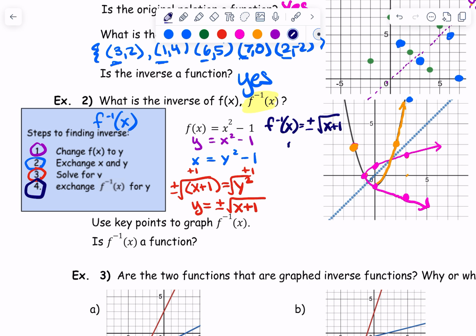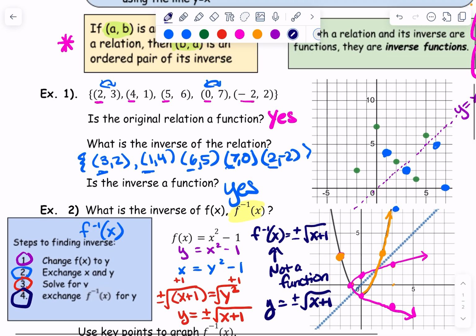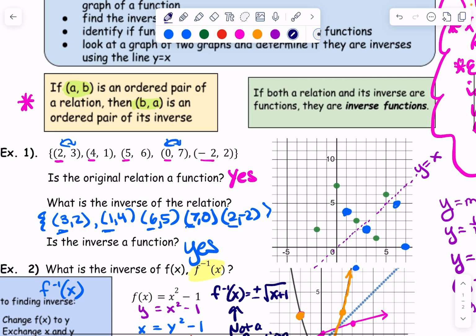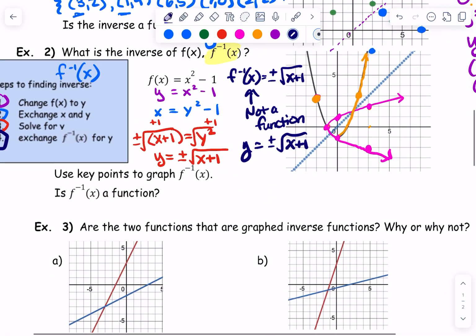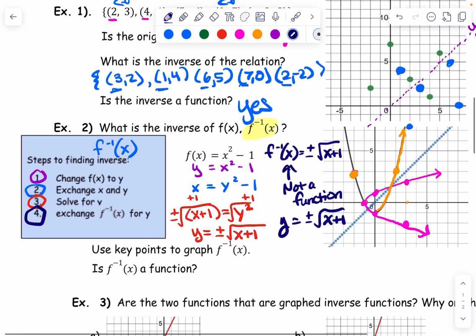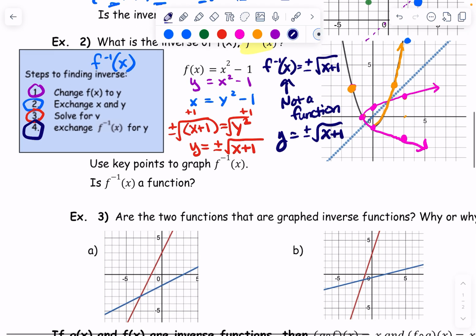Now, the thing is that this is not a function, right? So really, we shouldn't even be putting this in function notation, so we can really just leave it like this, because it's not a function. Now, if both the relation and its inverse are functions, then they're inverse functions, right? But in this case, they are not both functions, so they wouldn't be inverse functions.